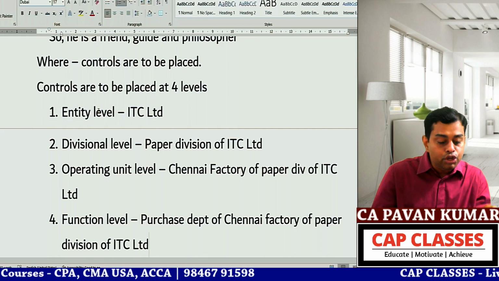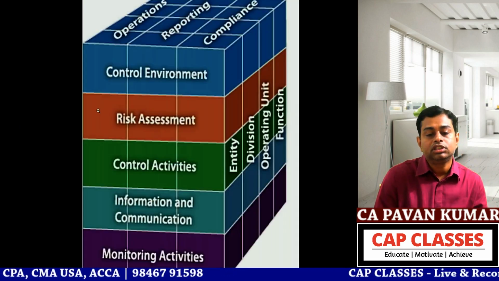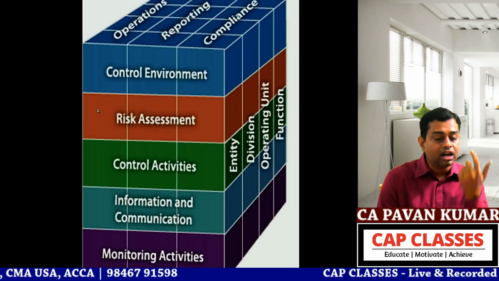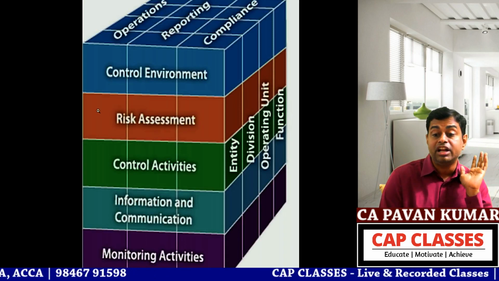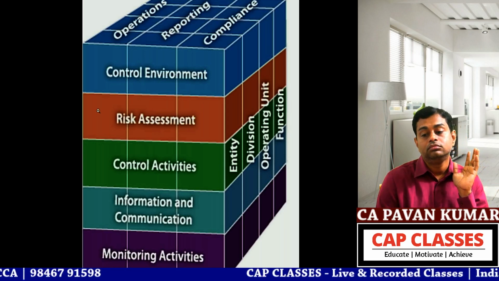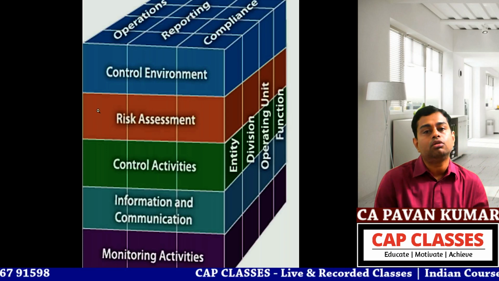So now guys, do you understand this 3-dimension diagram? Control environment, risk assessment, control activities, information and communication, monitoring activities. These 5 we have studied in CA Intermediate also. So this is what is internal control, what comprises internal control.